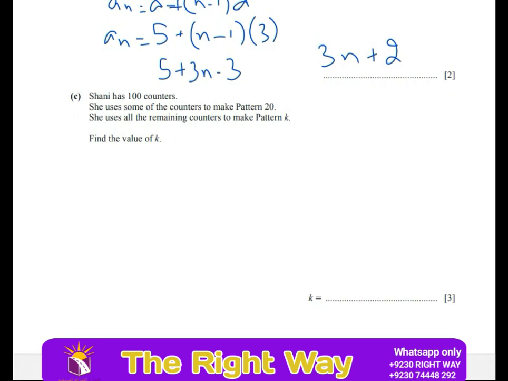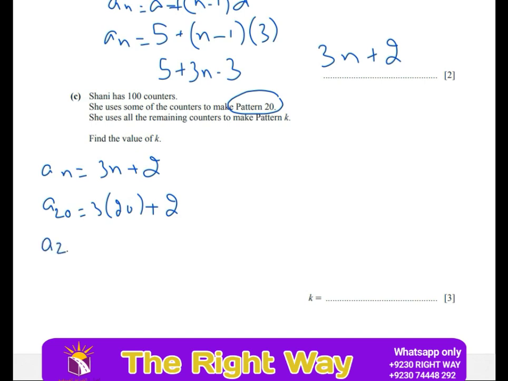Shani has 100 counters. She uses some of the counters to make pattern 20. She uses all the remaining counters to make pattern k. Find the value of k. First of all, I am going to find how many counters are used in pattern 20. For that, I am going to use an is equal to 3n plus 2. Now for a20, 3 times 20 plus 2. 3 times 20 is 60. 60 plus 2. So for the 20th pattern, 62 counters are used.